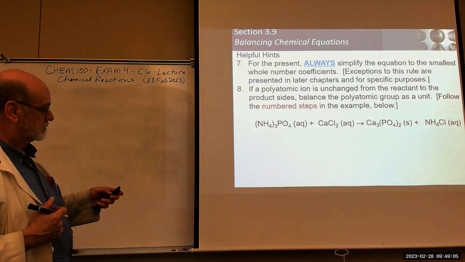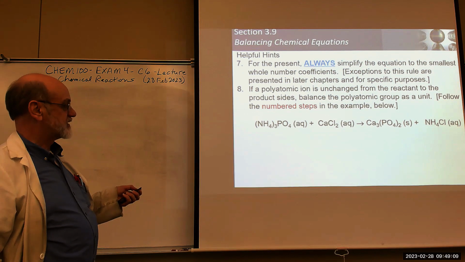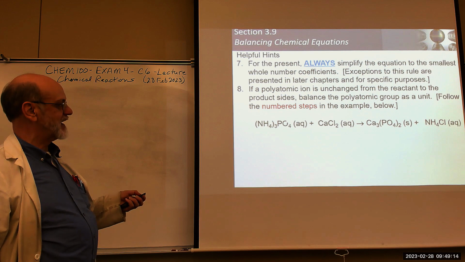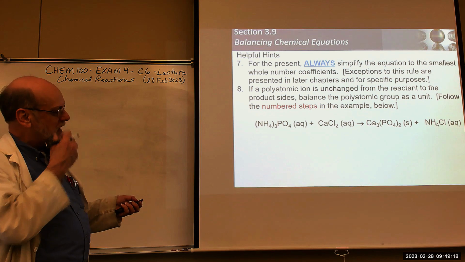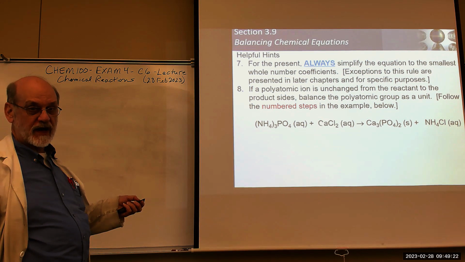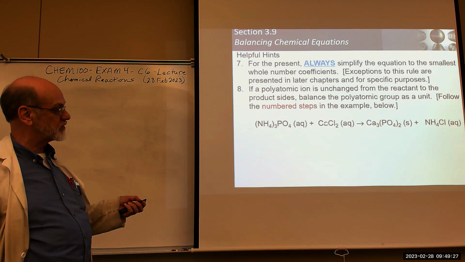Here's an example. We have ammonium phosphate. Let's see, is that written correctly? Ammonium is a +1, phosphate is a -3, so we need 3 pluses to balance it. Yep, that's right. Calcium chloride is another reactant. Calcium is 2+, it's an alkaline earth. Chlorine is a halogen, it's -1, so we need 2 of those to match 1 of those.